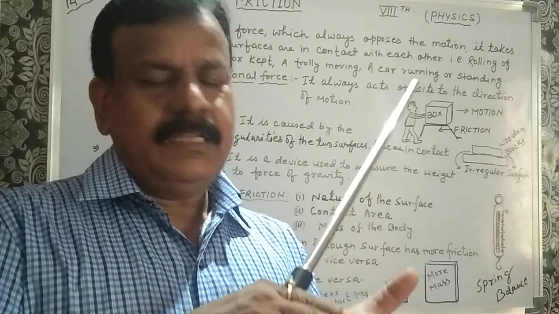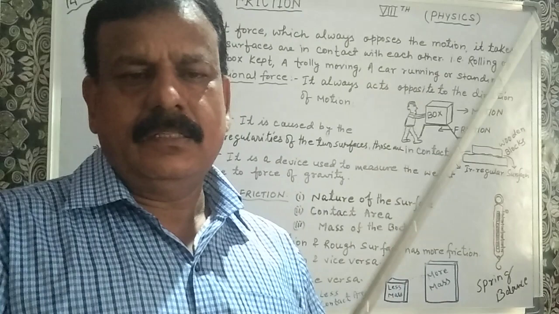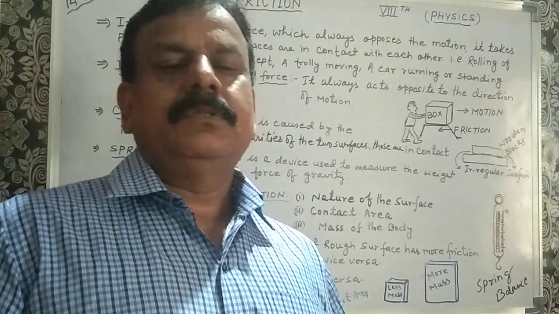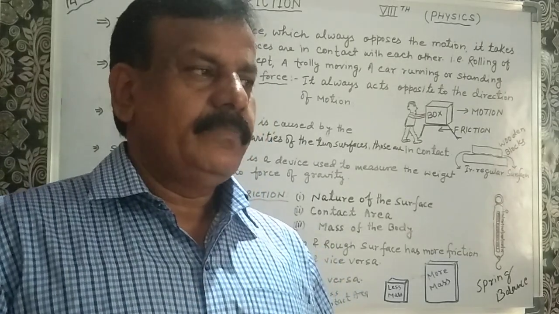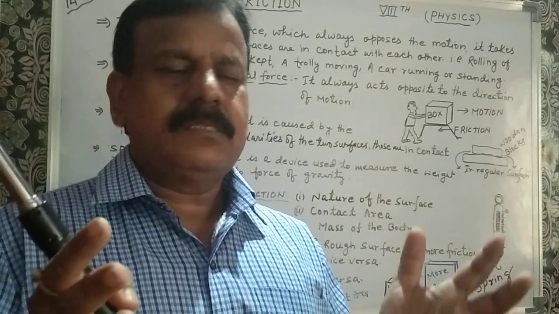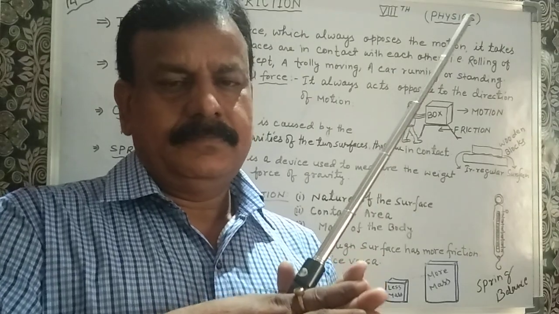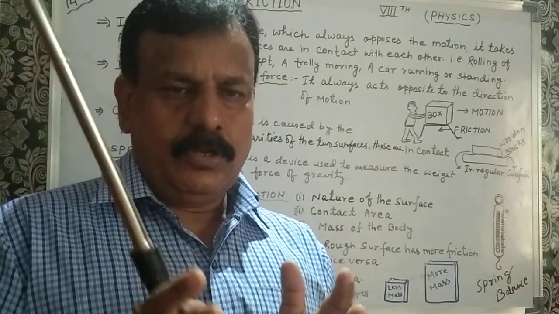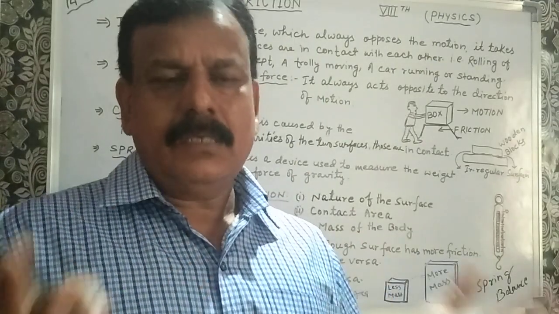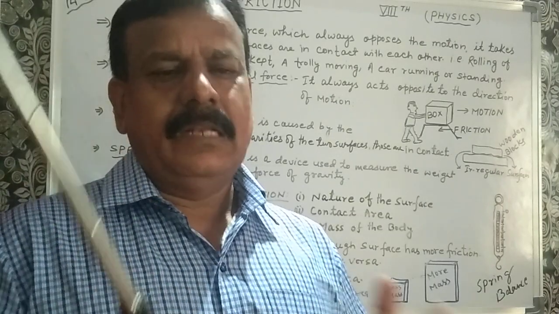If the contact area is less, then there is less friction, and if the contact area is big, then there is big friction. Third, mass of the body. Mass of the body is also an important factor. Heavy object, big mass, big friction, because of big interlocking. Small object, small mass, small interlocking, small friction.